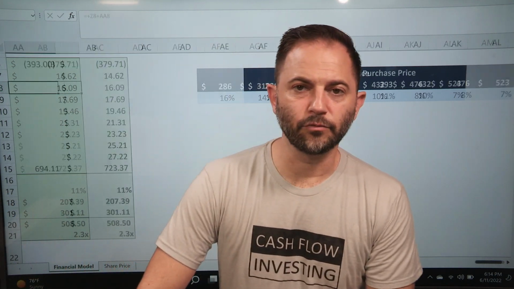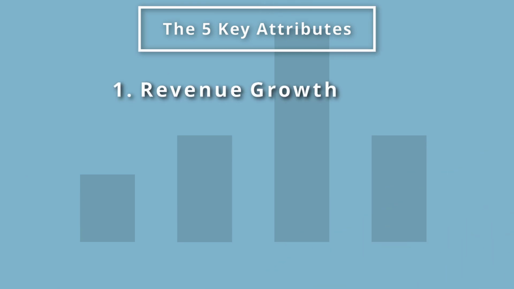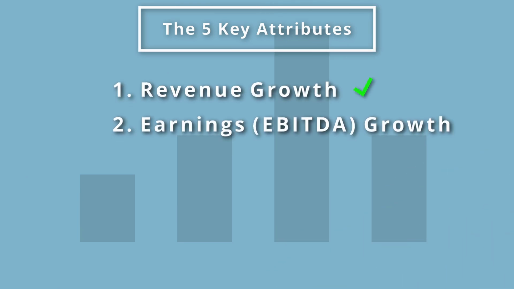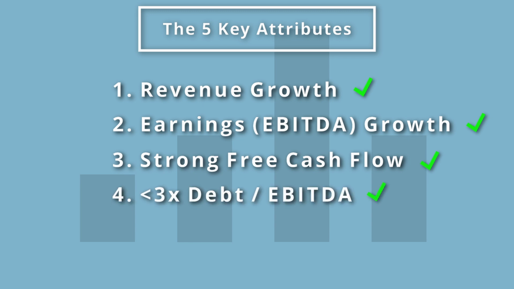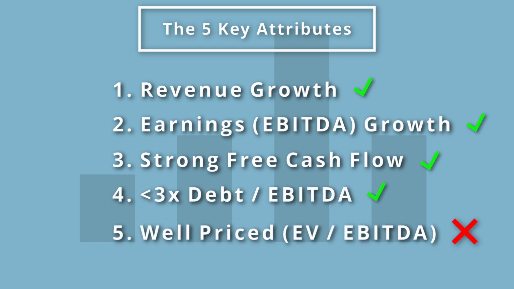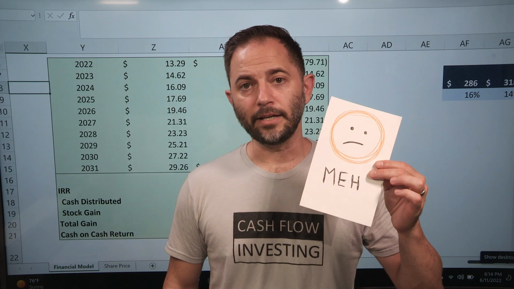So for me, let's recap the 5 key attributes. Number 1, top line revenue growth. Yes, check the box. Number 2, earnings growth. EBITDA, check the box. Number 3, strong free cash flow. Yeah, they have strong free cash flow. Number 4, low debt. Yeah, it's 0. And number 5, well priced. No, I don't think it is. I'm going to give it a meh right now.